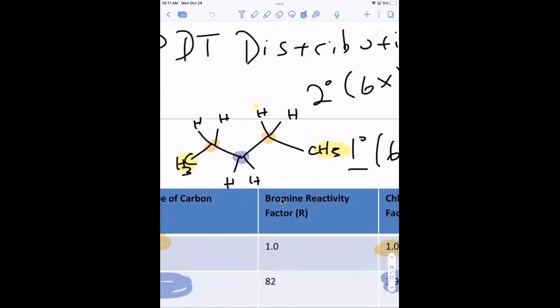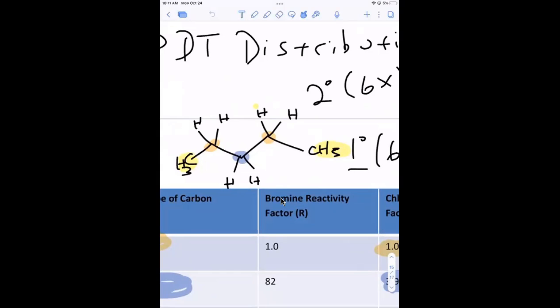I want to reiterate, when you're doing the mechanism, if you have identical types of hydrogen, you don't have to show both types reacting. But when you're calculating the percentages, you have to include everything, because both are equally susceptible to react.